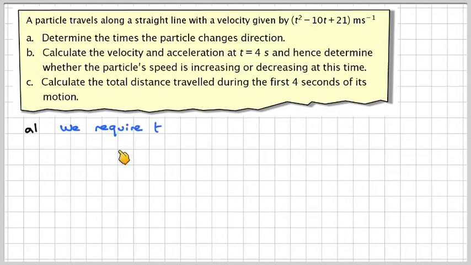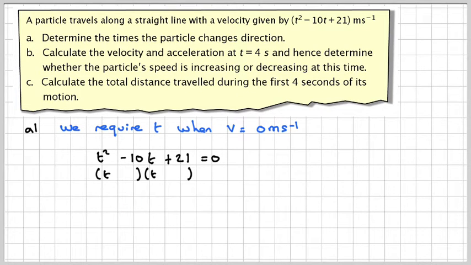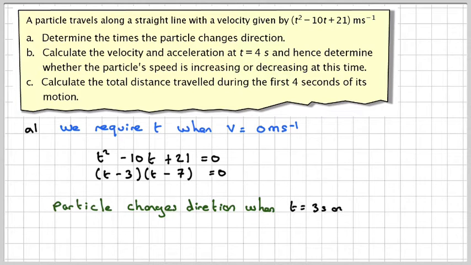Okay, so we require t when v is equal to 0 meters per second. Well, we've got to think that this is a quadratic and think what the curve actually looks like. So t squared minus 10t plus 21 is equal to 0, where it cuts the t-axis. And this factorizes into (t minus 3)(t minus 7) quite nicely. So it gives me 2 times where the particle's changing direction, which is t equals 3 seconds and t equals 7 seconds.